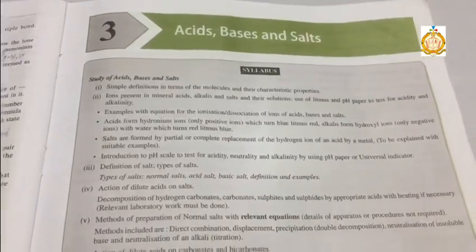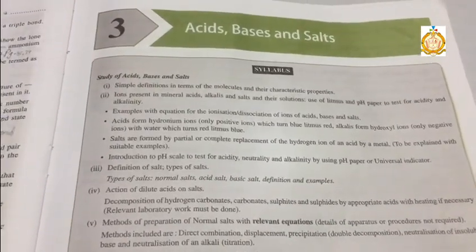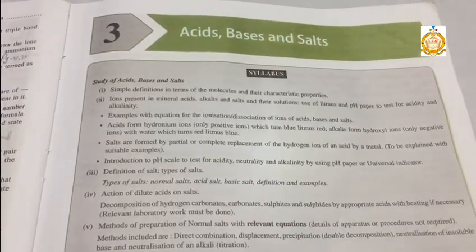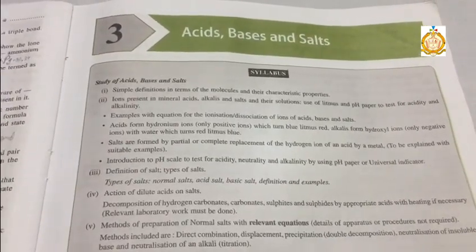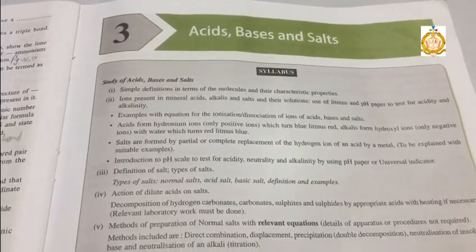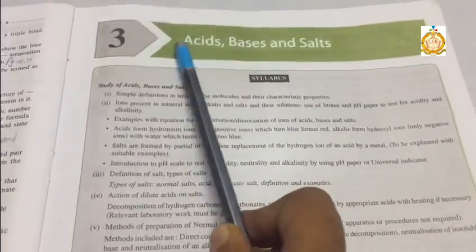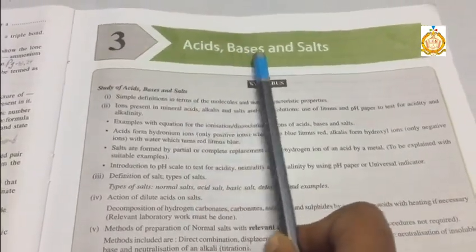First of all, I want to explain the meaning of a compound. What is a compound? A compound is formed when two or more elements combine together. So, compounds can be classified into three categories: acids, bases, and salts.